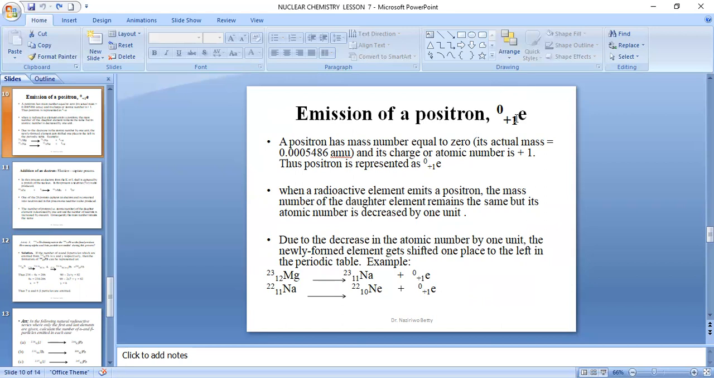Due to the decrease in atomic number by 1 unit, the newly formed element gets shifted 1 place to the left in the periodic table. An example is magnesium-23 with atomic number 12 disintegrates to give sodium-23 with atomic number 11 with an emission of a positron.